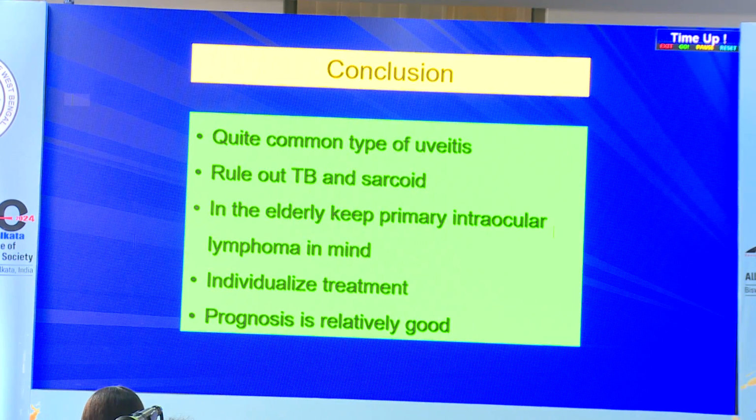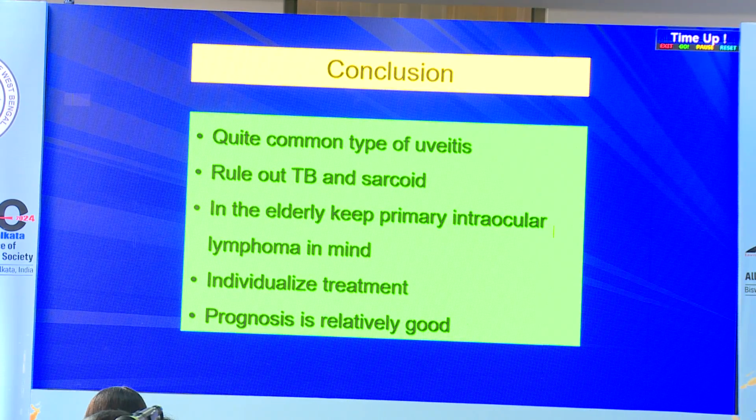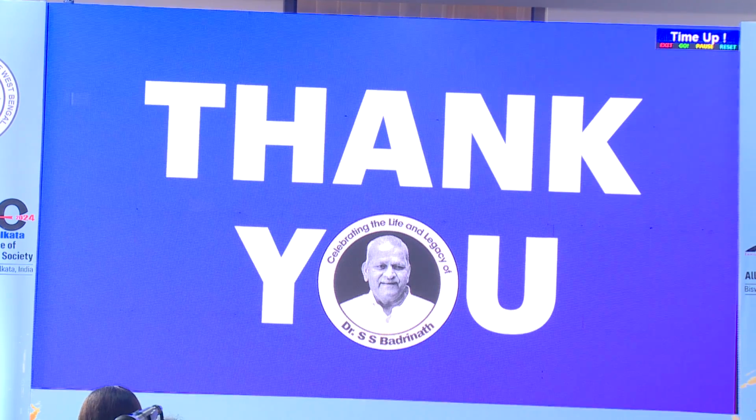So in summary, intermediate uveitis is quite a common type of uveitis. One in 5 uveitis cases is intermediate uveitis. Rule out TB and sarcoid. In the elderly, keep primary intraocular lymphoma in mind. Individualize the treatment, and prognosis is relatively good. I'd like to dedicate this talk to my mentor, Professor S.S. Badrinath. Thank you.